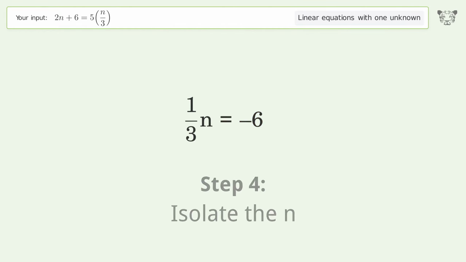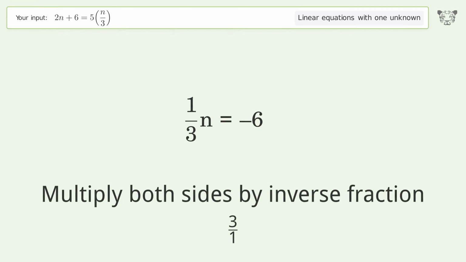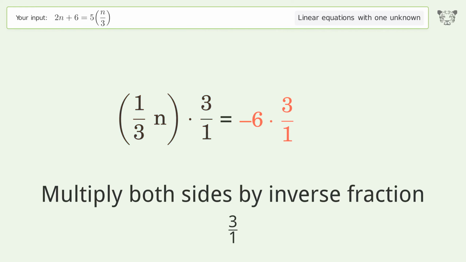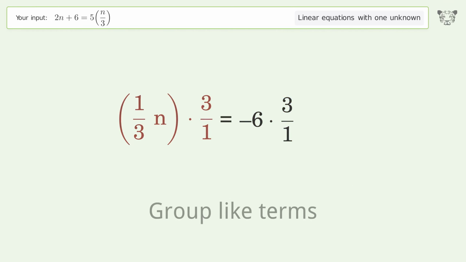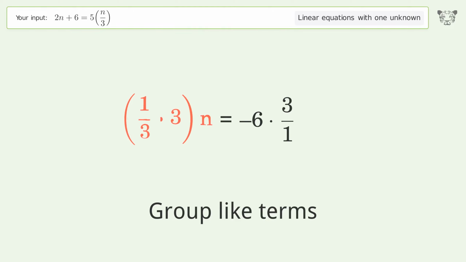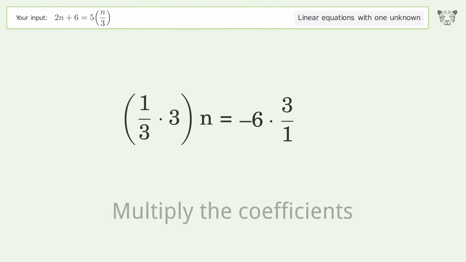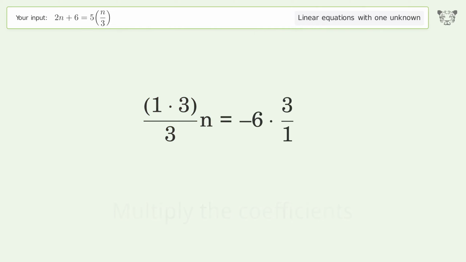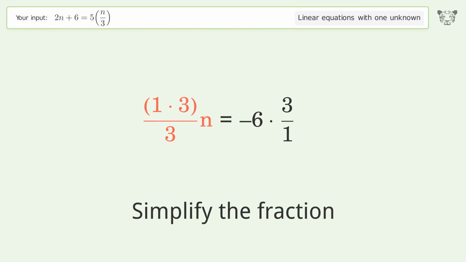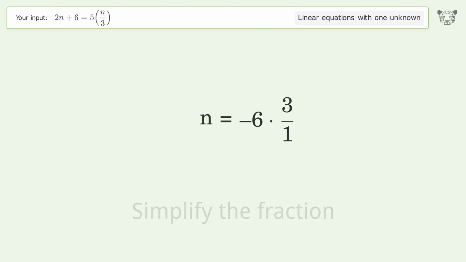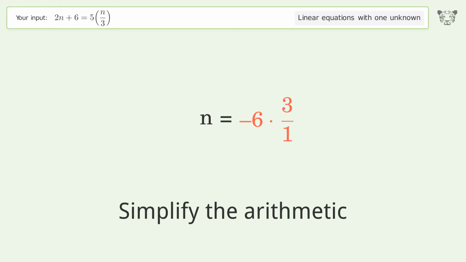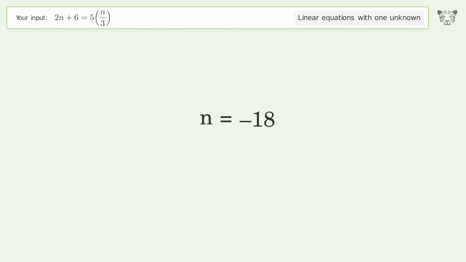Isolate the n. Multiply both sides by inverse fraction 3/1. Group like terms. Multiply the coefficients. Simplify the fraction. Simplify the arithmetic. And so the final result is n equals -18.